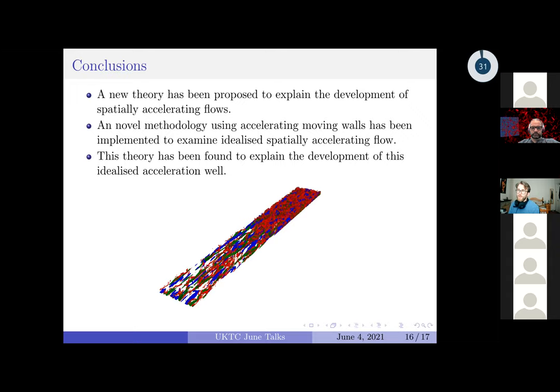In summary, a new theory has been proposed to explain the development of spatial accelerating flows, and a new kind of approach has been used to try to understand an idealized spatial accelerating flow. The theory has been found to explain this development quite well, although I should mention this is the first stage in this project. Looking at more conventional spatial acceleration, and how these ideas can be applied there, will be an important aspect of the remainder of my PhD, as well as further analysis of these flows.